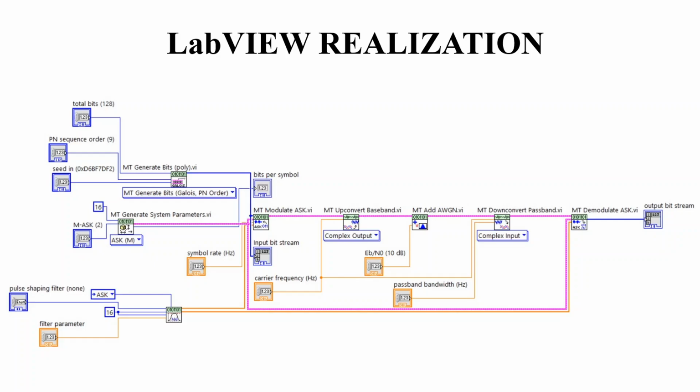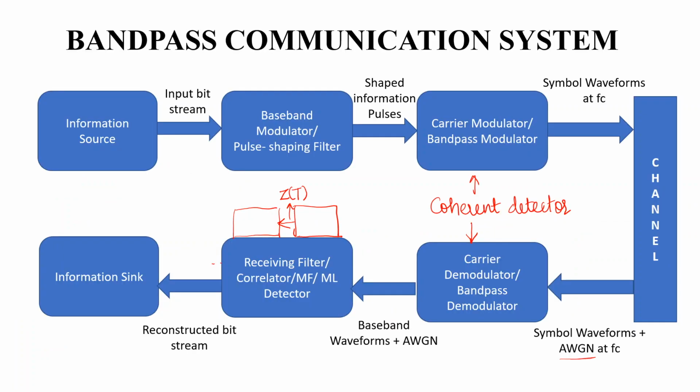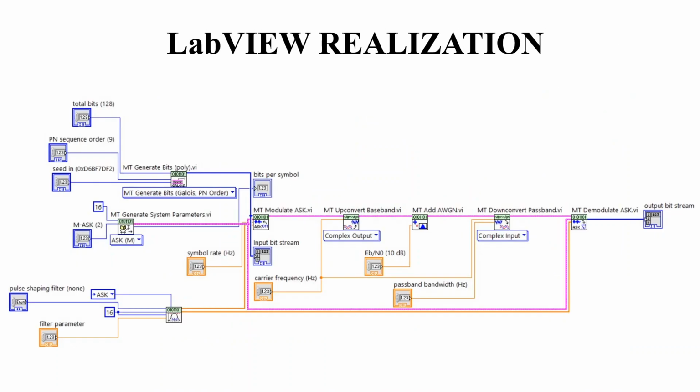So we will come to the LabVIEW realization of the same system. In this LabVIEW realization, we are going to do the exact process that we showed in this particular slide. The first thing is we are going to have an information source where a random bit stream is generated, that is done by MT Generate Bits. So this is the information source. Then that is fed into the modulator, which is MT Modulate ASK. So this is the baseband modulator, which is MT Modulate ASK.